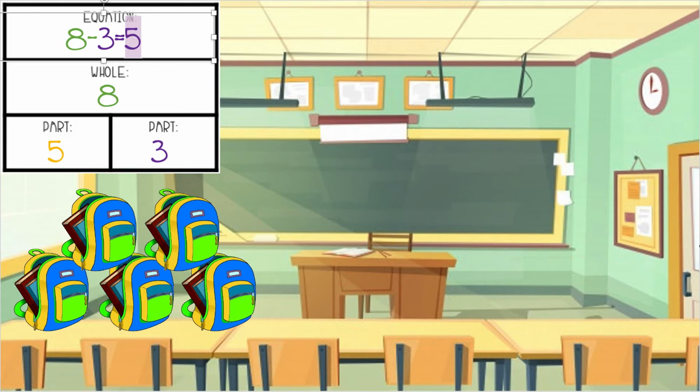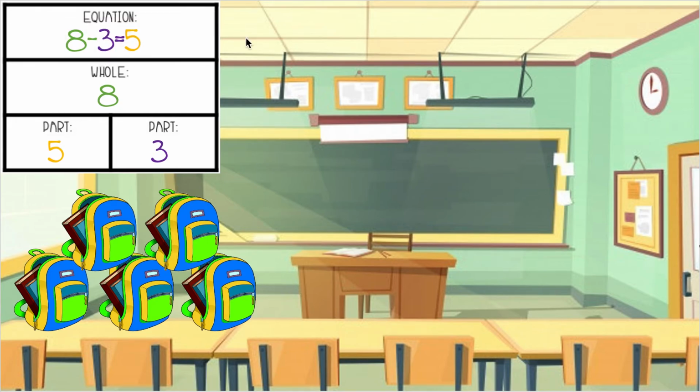The 5 comes from right here. That's where my 5 comes from. The 5 comes from the part that was left over. So that means 8 minus 3 equals 5. 8 was my whole, 3 was what I got rid of, and 5 was how many were left.